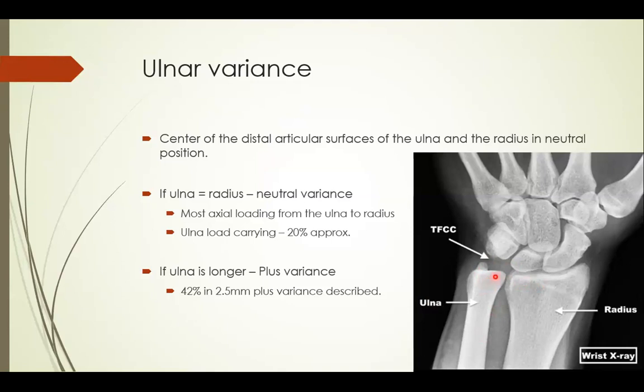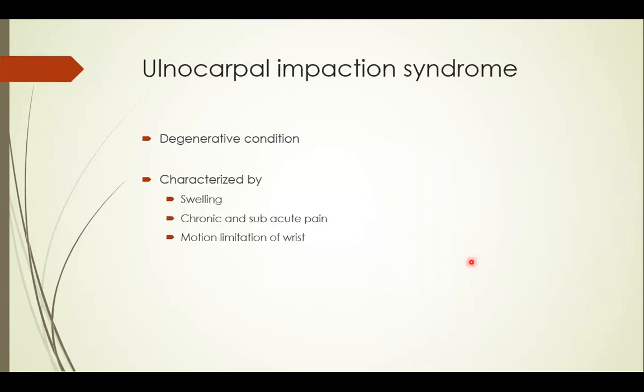However, if there is a plus variance or a positive ulnar variance, the ulna becomes longer. So in that case, the axial loading on the ulna is seen to be double that found in normal situations. That is about 42%. So in those cases, accelerated degenerative conditions like ulnar impaction syndrome can be commonly seen due to the more rapid wear and tear and the excessive loads, double the normal load being borne by the TFCC. It is characterized by swelling, chronic and subacute pain, and motion limitation of the wrist.